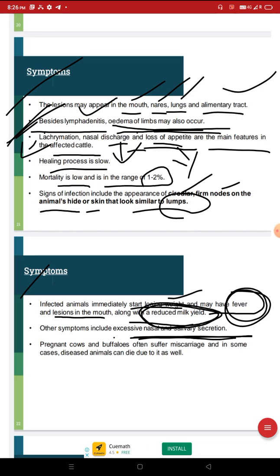Nasal and salivary secretion. Pregnant cows and buffaloes often suffer miscarriage. Miscarriage means loss of the fetus, when the fetus dies. In some cases, diseased animals can die due to it as well.